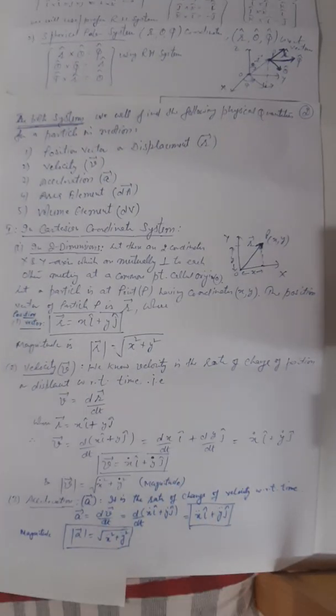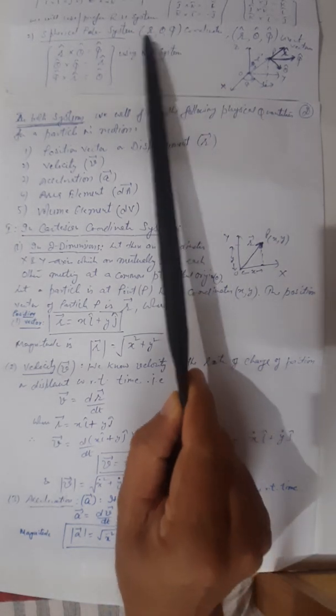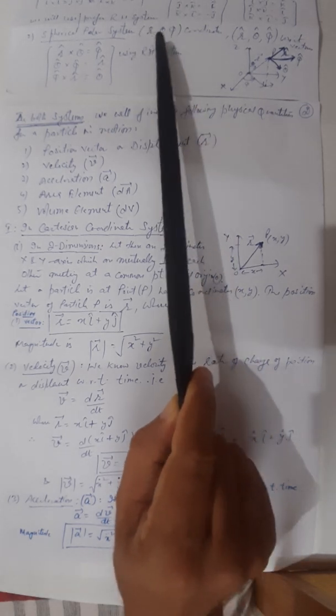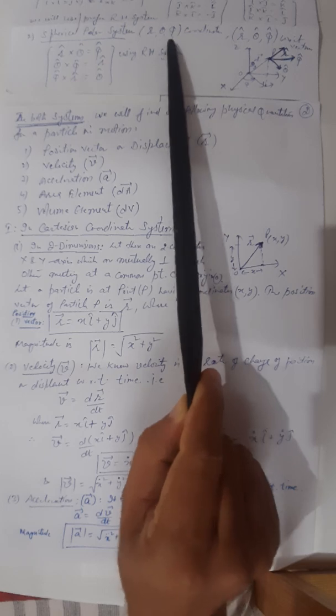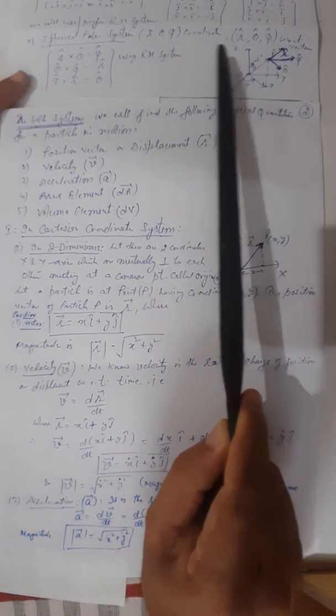Today we will discuss another coordinate system, that is the spherical polar system. We know that in this system the three coordinates are r, theta and phi, where r is the radial component, and theta and phi are angular components. These components are shown in this figure.